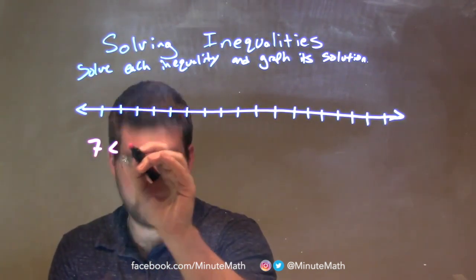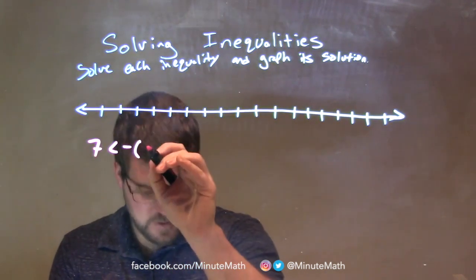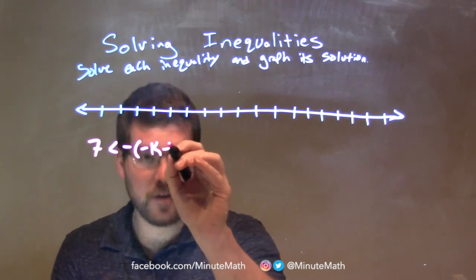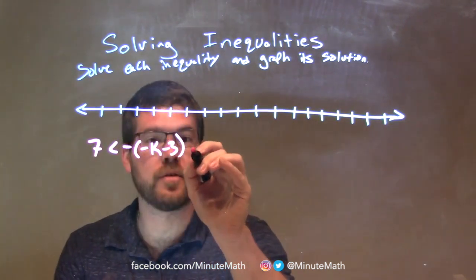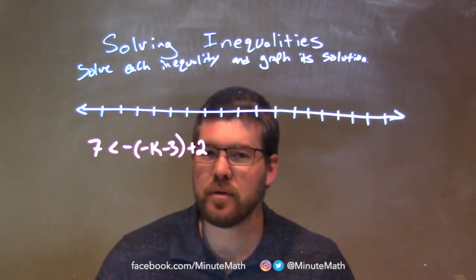7 is less than a negative k minus 3, and that's in parentheses, plus 2. Okay. Now this one's a little tricky.